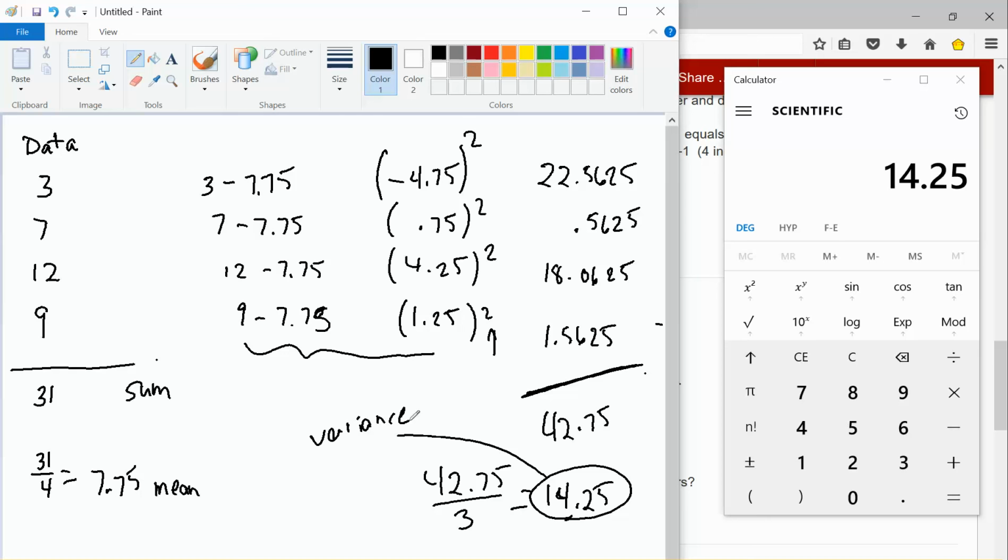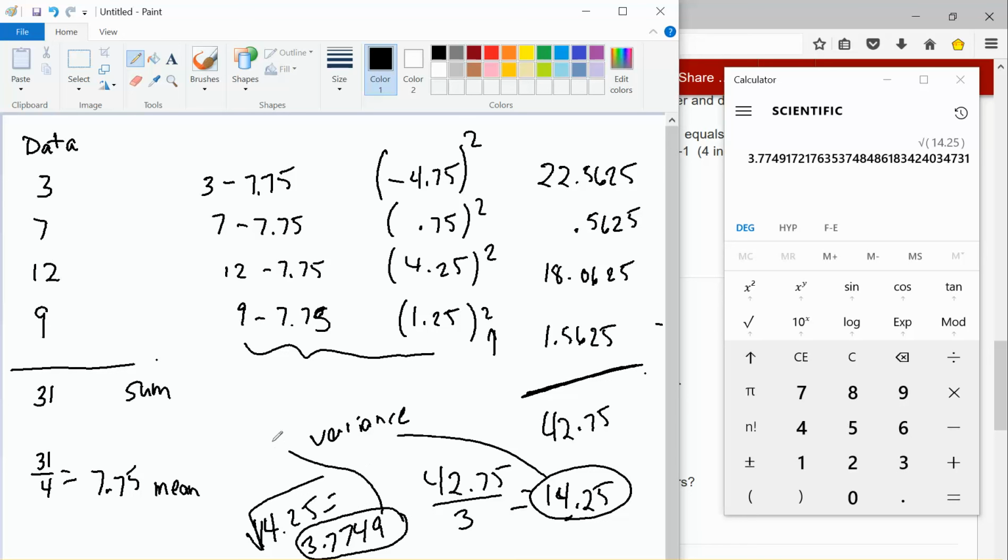There's one more step to finding the standard deviation, and that is to take the square root of the variance. So in my calculator, I'm going to take the square root, and that gives me 3.7749. So I'm going to write this right here. And that is my standard deviation. There's my answer right there.